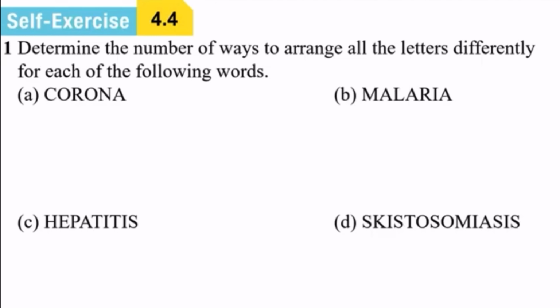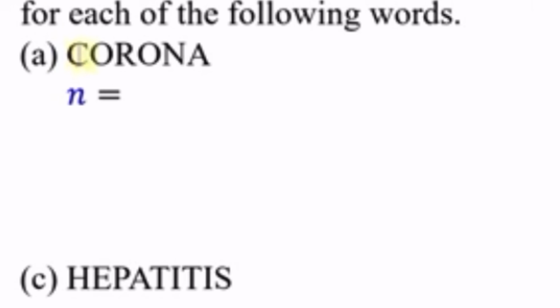Students, please do self-exercise 4.4. Let's do it together. Determine the number of ways to arrange all the letters differently for each of the following words. A, corona. So let's count. How many letters? 1, 2, 3, 4, 5, and 6. Count carefully, okay? So you have 6 letters.